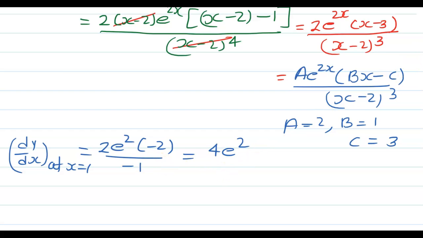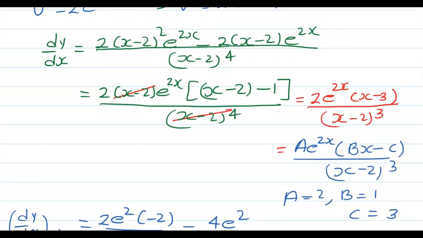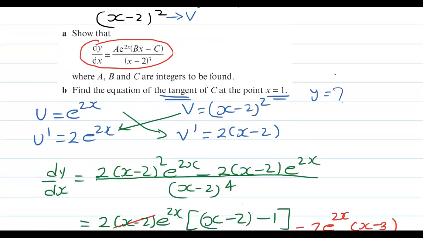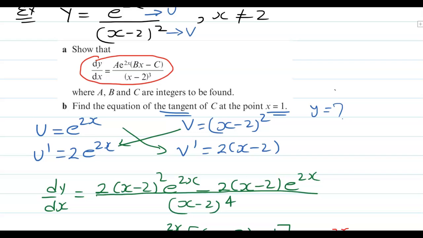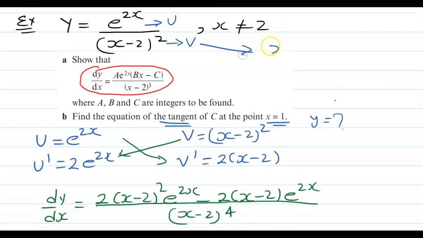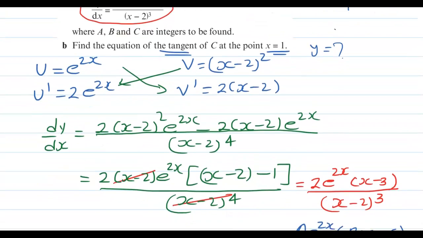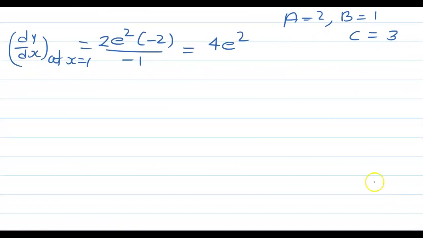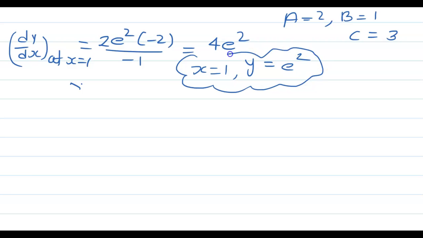Yeah, and if you put x equal to 1 in this equation, what will be the value of y? So y will be e square over (1 minus 2) squared; minus 1 squared is positive, so y will be e square. So basically x is 1 and y is e square. These are the point, and we need to find the equation of the tangent.